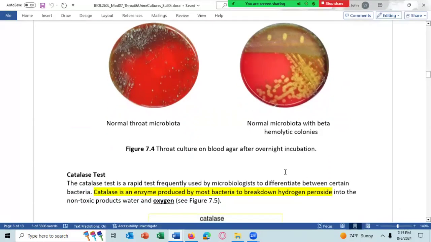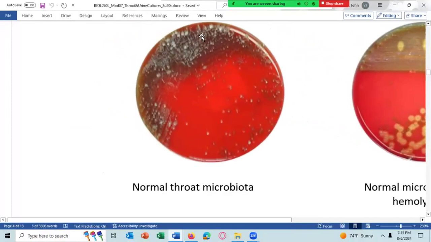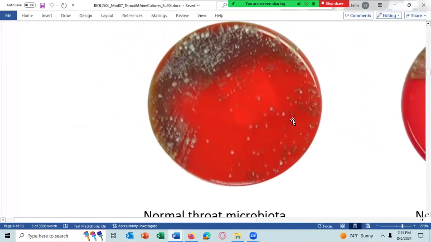So here we have bacteria, and that's actually the normal throat where there's no hemolytic activity there. Let me blow that up a little bit. It looks like there's some alpha hemolytic activity here. And then right there, we can see one colony with alpha hemolytic activity. There's probably some others, but one very obvious. Most of them are not hemolytic.